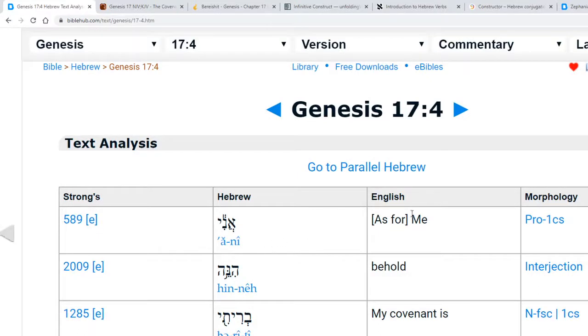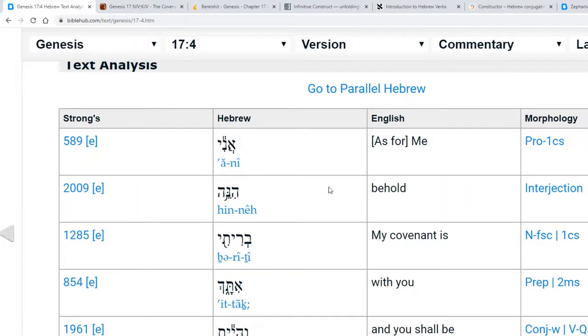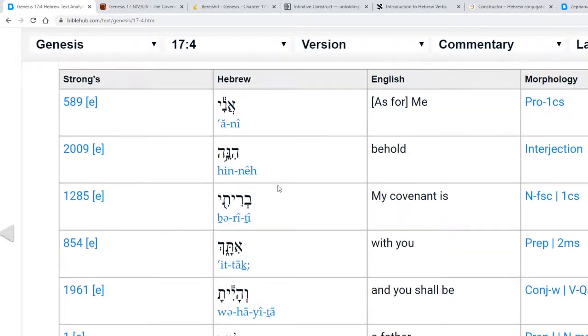So, they're reading as for me, right? So God, pronoun ani, first person common singular. Hine is an interjection, behold, here. For me, ani hine, I would probably translate it here as here I am, but right now they're saying behold. Ani hine briti. As for me, yeah, I agree with the as for me, here is my covenant. That's what I would have translated. Briti, right? My covenant with.